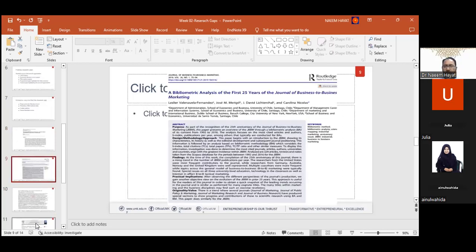A bibliometric analysis paper for 25 years from the Journal of Business to Business Marketing. So this kind of review in a certain topic area helps us to understand what knowledge is already documented, what gaps we need to consider, and what future areas we need to cover. And that is actually a call from the top scholars in the topic area.